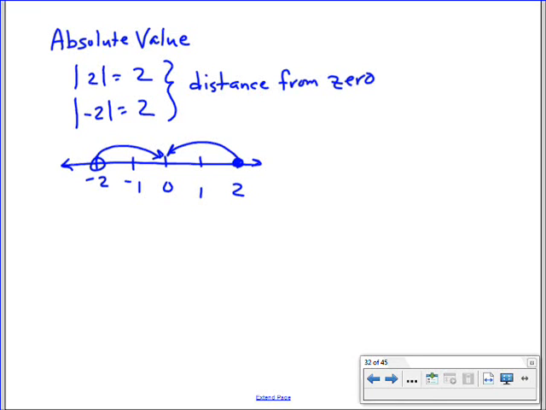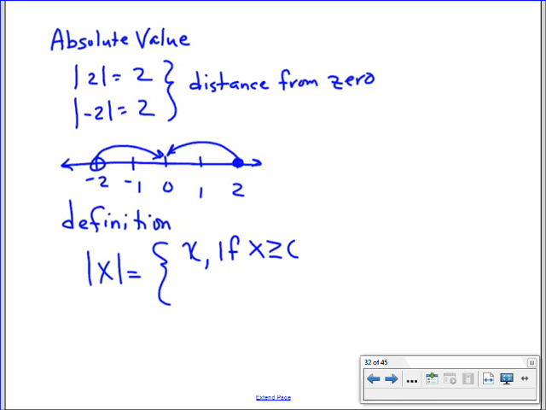Now you probably have said in your mind that the absolute value symbols just take away any negative sign that might be there. And in a way that's true. If we were going to define absolute value, though, we would say the absolute value of x is, and we're going to use a set brace here, x if x is greater than or equal to 0.